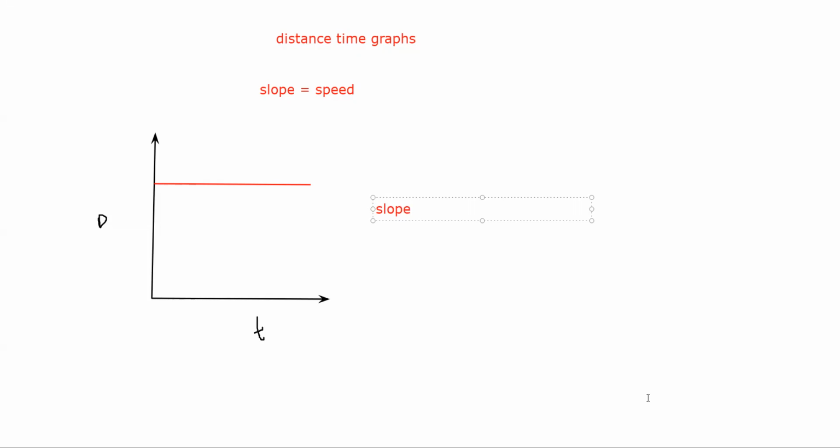The slope of a horizontal line is 0. So if slope is 0, it means the speed is 0, because in the distance time graph, the slope and the speed have the same meaning. If an object is not having any speed, it means this object is at rest. So just recognize the slope, and using the slope you can tell what happened to the speed of an object.